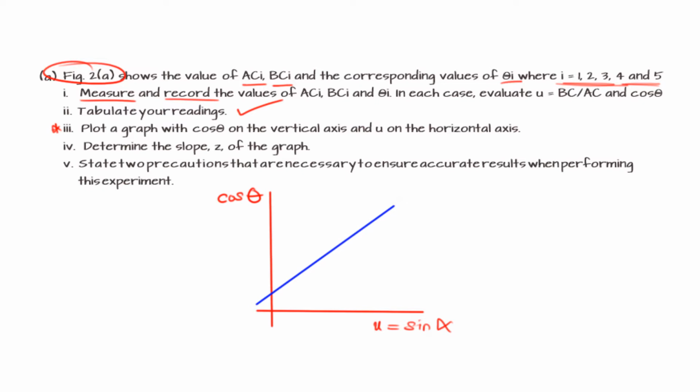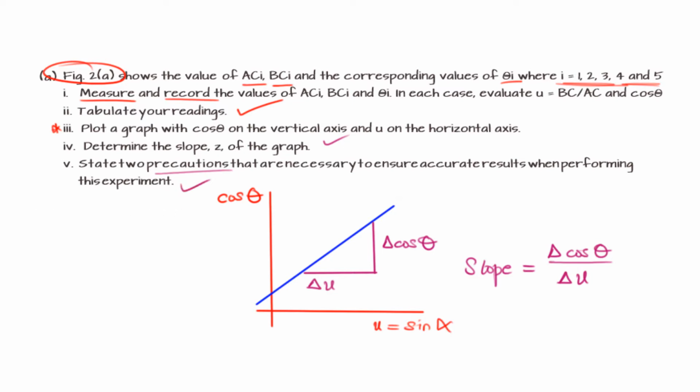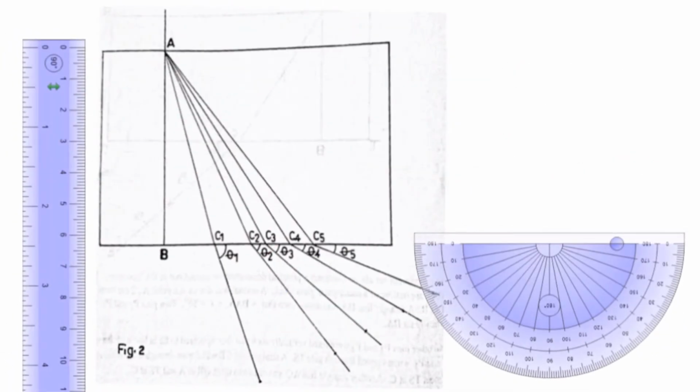So we have to plot that graph. We are also to determine the slope of the graph. So for this question, the slope will be change in the vertical axis, which is cos theta, over change in the horizontal axis, which is mu. So our slope we can get as change in cos theta over change in mu. Then, after determining that, we can state the precautions that are necessary to ensure accurate results when performing the experiment. So our work is cut out for us. Let's go and take our readings.